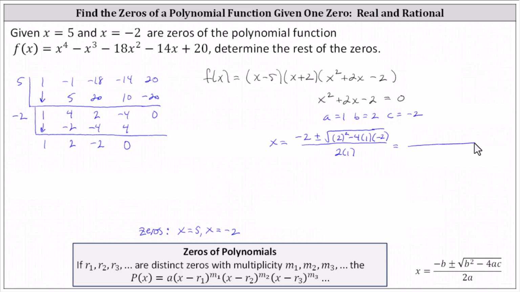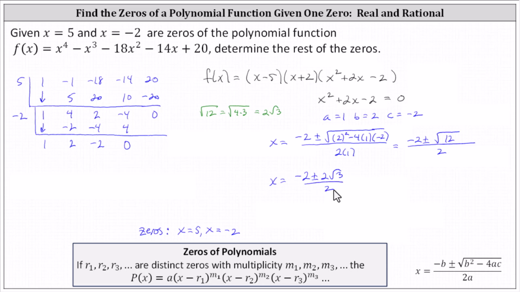Simplifying, we have negative 2 plus or minus the square root of 4 plus 8, which is 12, all divided by 2. Simplifying the square root of 12, the square root of 12 equals the square root of the product of 4 and 3. The square root of 4 is 2, giving us 2 square root 3. So now we have x equals negative 2 plus or minus 2 square root 3, all divided by 2.